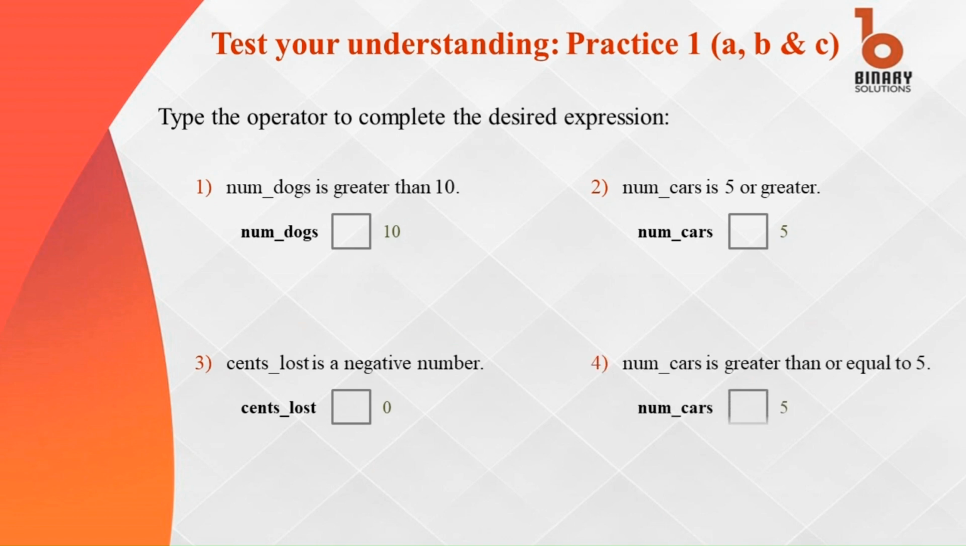Here's your fourth question. For numishkas to be 5 or more, which operator would make this statement complete?